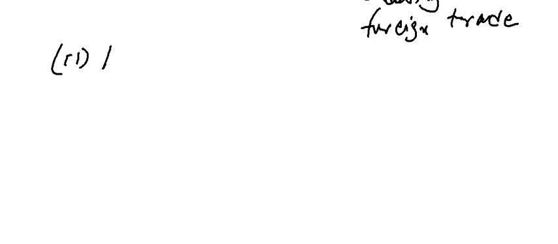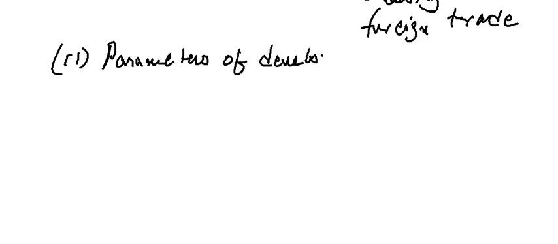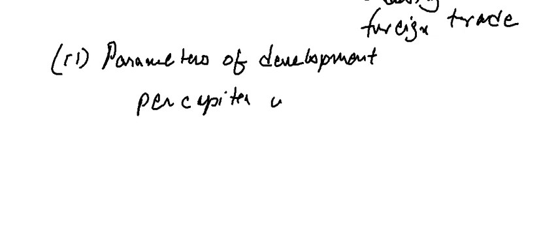We move on to the second point, which is parameters of development. What do we understand with this? It means how are you going to decide whether development is taking place, and if development is taking place, then at what rate. So there's a measurement involved in this. There are various measures. First is per capita income. This is the first parameter.